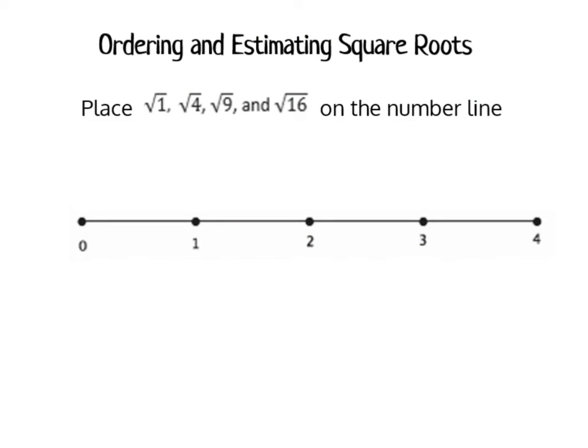Take a moment and draw this number line on your paper, so pause if you need to. And then we're going to place these 4 square roots where they belong on the number line. So the first one's square root of 1. That one's easy, that's just going to go right here. Again, what number when I multiply it by itself gives us 1? And that's 1.